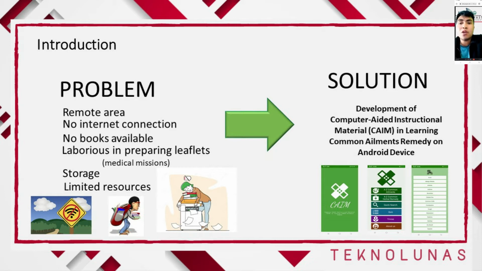It is also laborious in searching information using printed books and leaflets. Only limited information can be produced. Printed materials are also difficult to maintain and store. Without books or leaflets, some use searching through the internet, but without internet, users cannot search for specific common ailments and remedy. As a solution, the researchers aim to develop a computer-aided instructional material in learning common ailments remedy on Android device and to measure the user's acceptance of the application to its users.